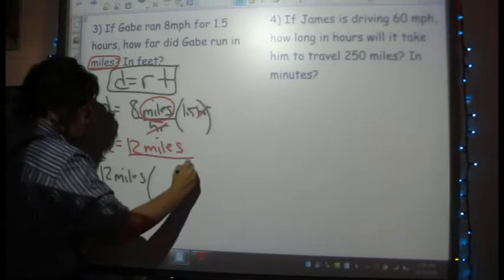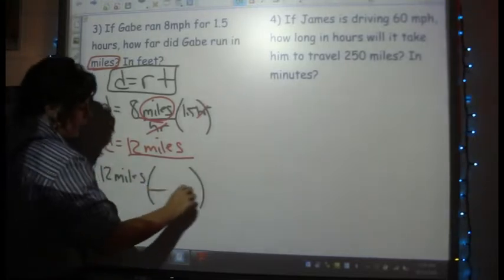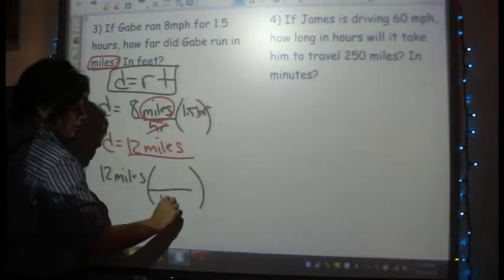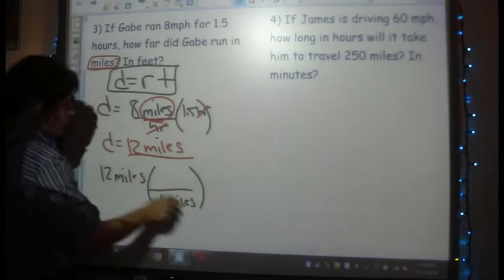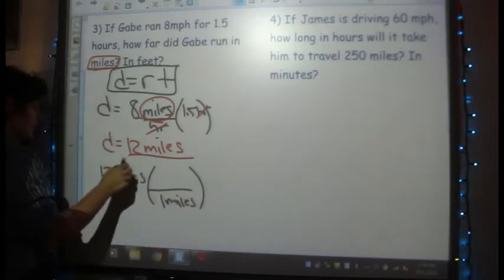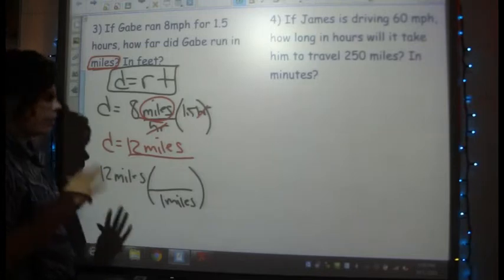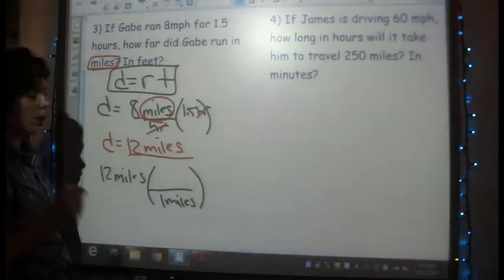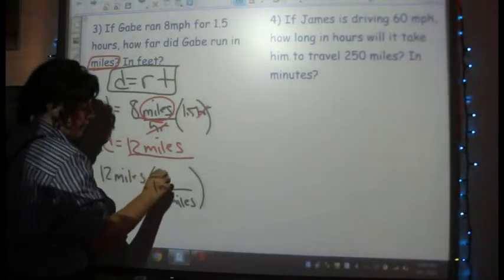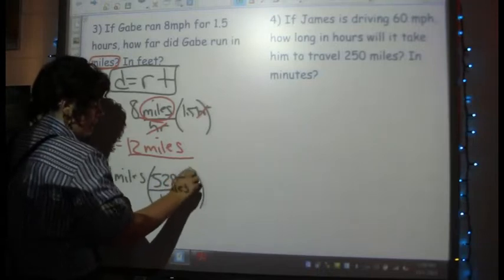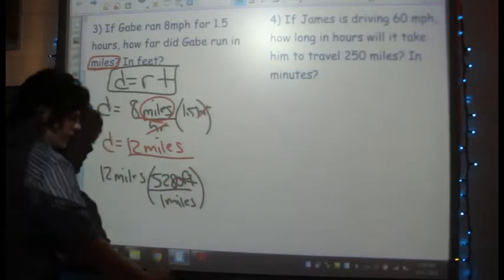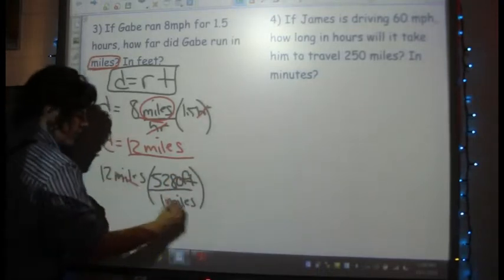And now we want to go to feet. Well, I know I'm going to need miles on the bottom because I have miles on the top and I need them to cancel. And then does anybody know how many feet are in a mile? If you don't, you're going to want to write this down. There are 5,280 feet in 1 mile. And you'll see that the miles are going to cancel.